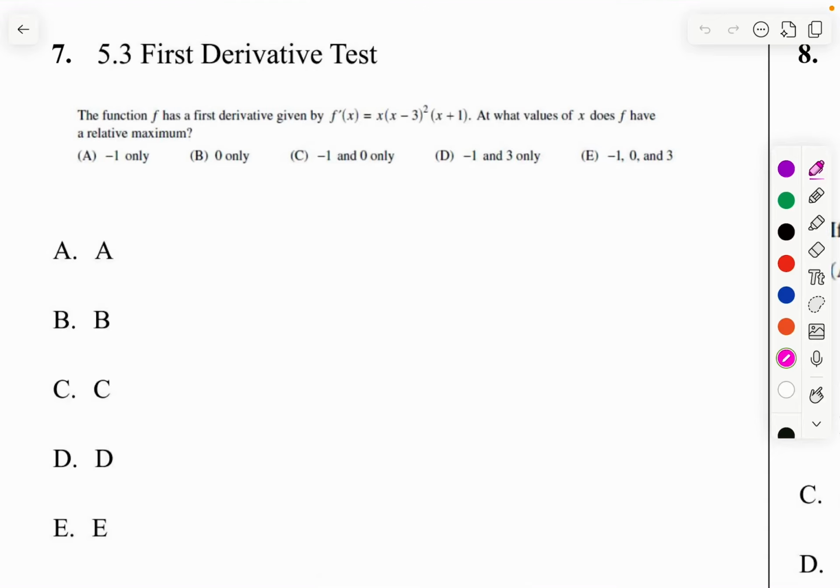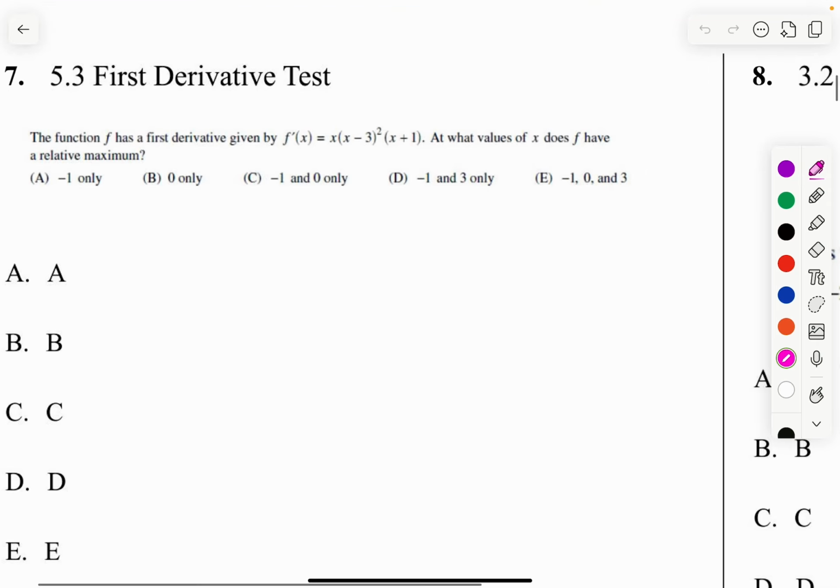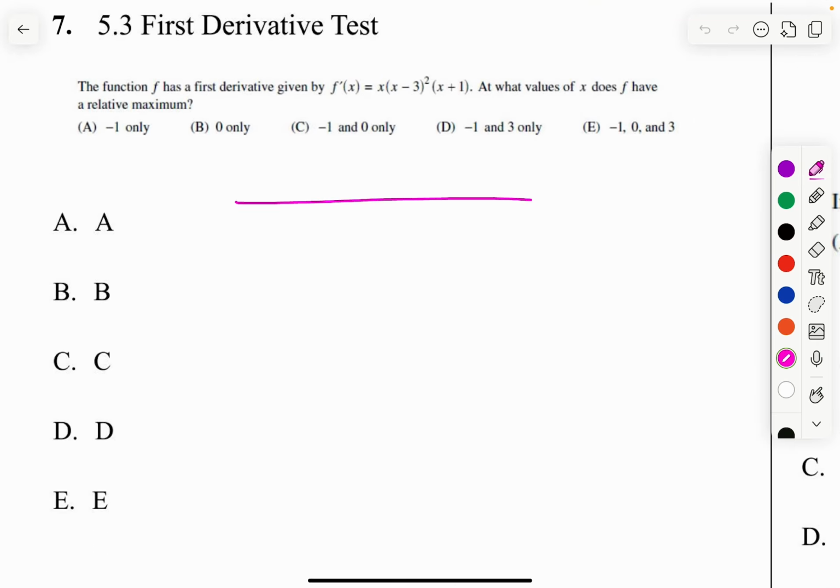This says the function f has a derivative given by f prime equals this factored polynomial. At what value of x does f have a relative maximum? All right, so by the first derivative test, we're just going to summarize what we see here. Here is f prime. Its zeros are -1, 0, and 3.